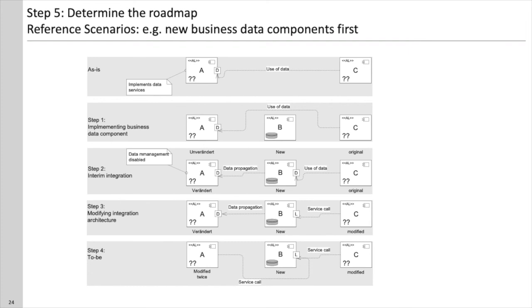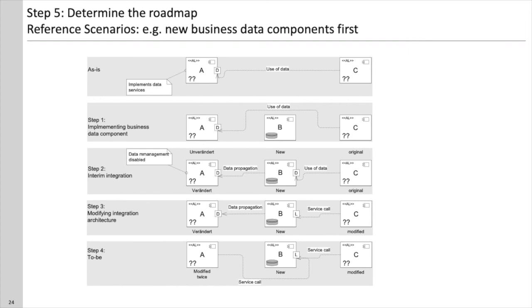But maybe in our roadmap planning, we don't have money to do everything. So maybe it's good enough to only proceed up to sub-step 2 or maybe sub-step 3. And maybe we do step 4 later. Okay, and this is where these reference scenarios of modernization are good for.